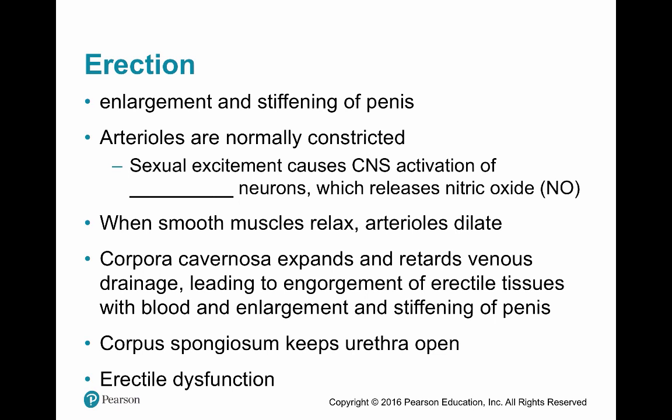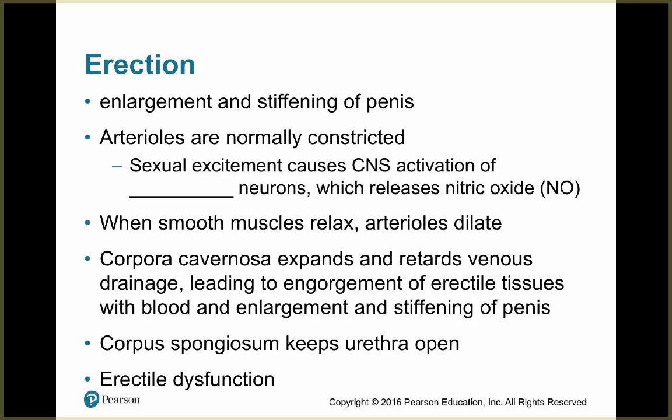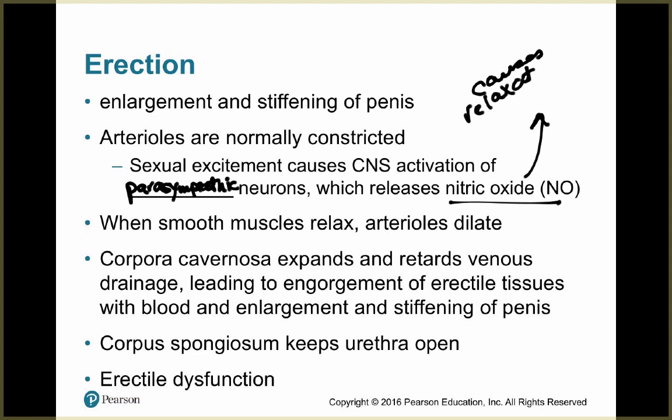And basically what happens is that arterioles are normally constricted, and in sexual excitement, it's going to cause the central nervous system activation of parasympathetic nerves. And they're going to release nitric oxide. And basically, nitric oxide release causes relaxation of the local vascular smooth muscle. When the smooth muscle relaxes, the arterioles will dilate.